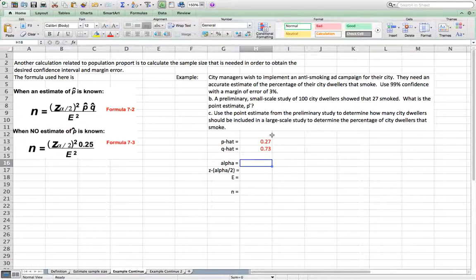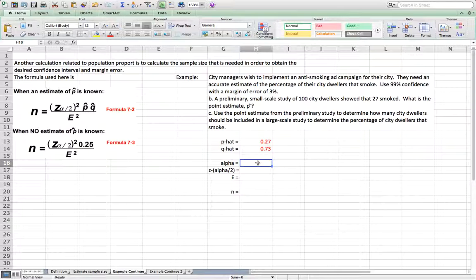Now, he used the point estimate from the preliminary study to determine how many city residents should be included in a large-scale study to determine the percentage of city residents that smoke. Again, this time we need to estimate the sample size, but this time we use the p hat and the q hat, because he asked you to use this.